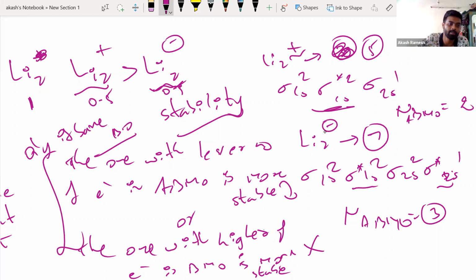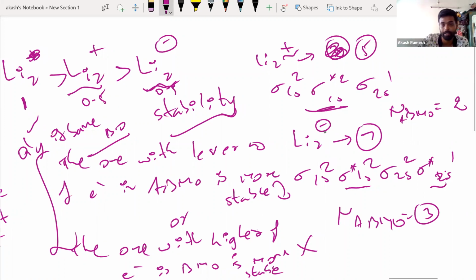And obviously Li2 is the most stable because it has a higher bond order. Very simple. I hope this all made good sense to you. Any question whatsoever? Okay, that's it. That is about molecular orbital theory.